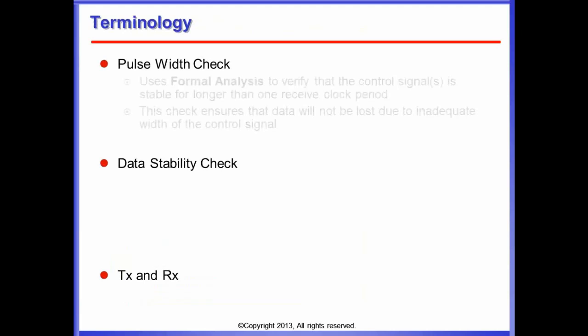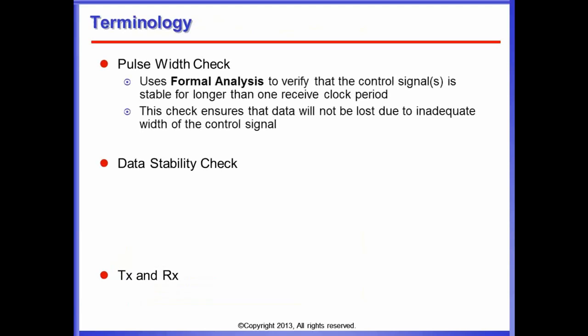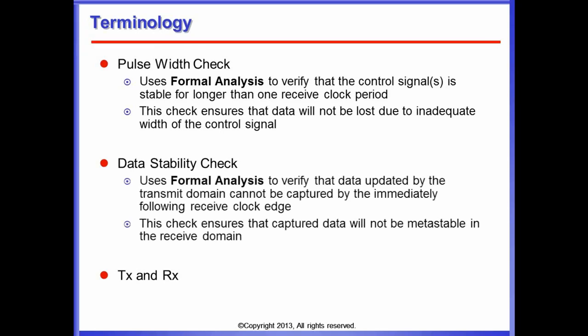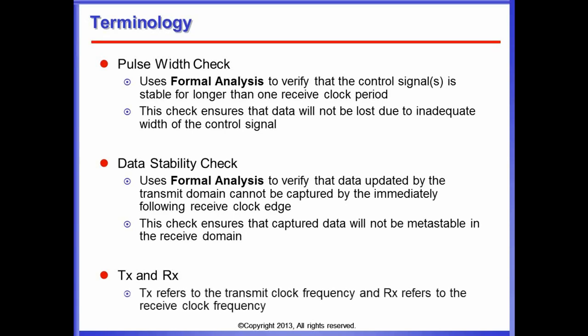So some terminology. First, the pulse width check, as I said, determines whether the pulse width of the control signal is larger than the receiving clock cycle. Then the data stability, that this is a true multi-cycle path, that the capturing happens at the second edge of the receiving clock after the data has changed. And the transmit and receive frequencies.